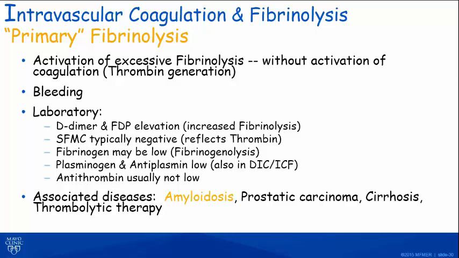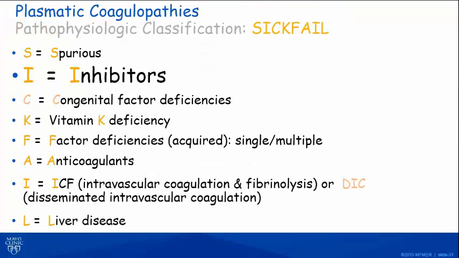Primary fibrinolysis means activating fibrinolysis without laying down thrombin. This is rare, but it most frequently is associated with systemic AL amyloidosis, and patients can have bleeding. It can also be seen in some other conditions. The D-dimer is elevated. SFMC, as classically done, would be negative, and then you can have excessive fibrinolysis, and antithrombin would usually not be consumed because you're not making excess thrombin.